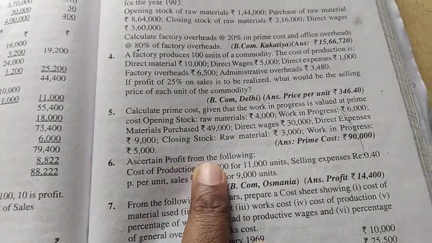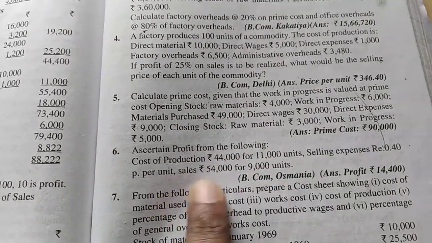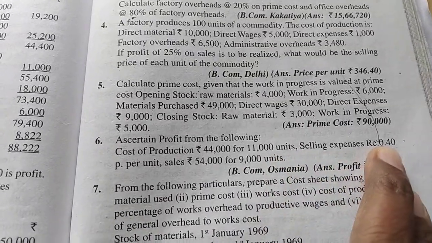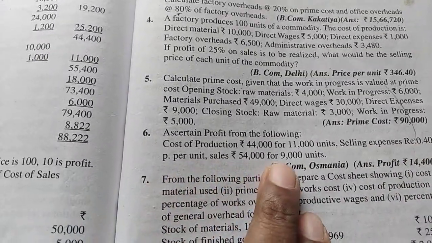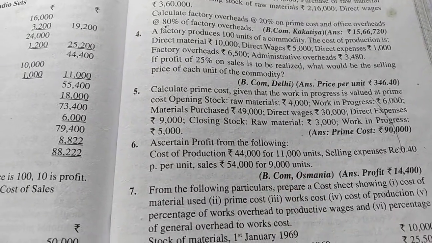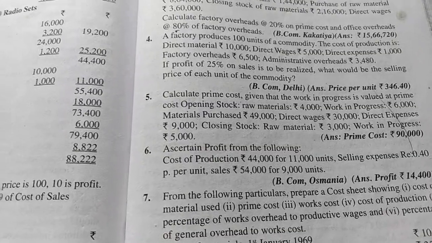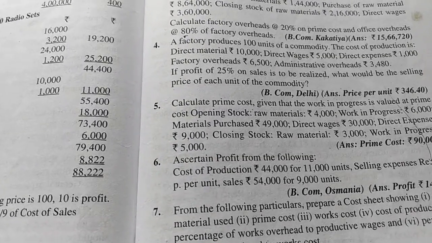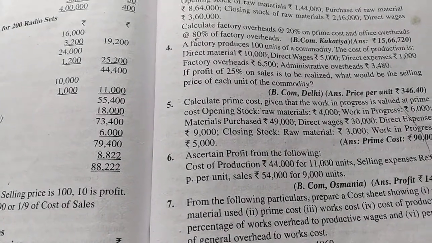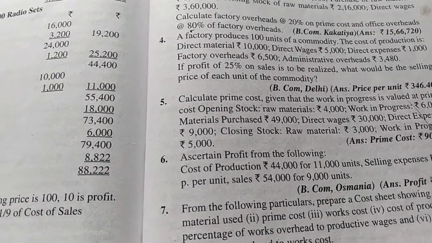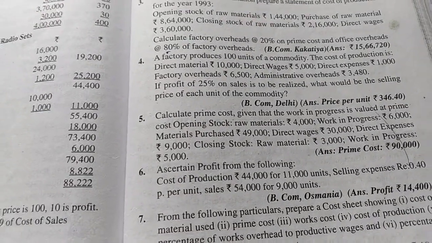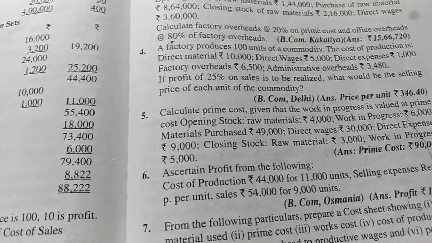So, ascertain profit for the following. He has given: cost of production 44,000 for 11,000 units, selling expenses 0.40 per unit, sales 54,000 for 9,000 units. Here directly we have to find the profit. Actually, in the question he has started from cost of production. Cost of production we will get after the office overhead or administration overhead. That point he has given directly.